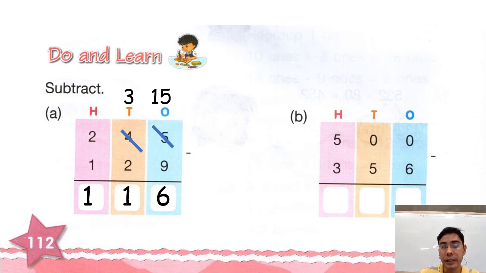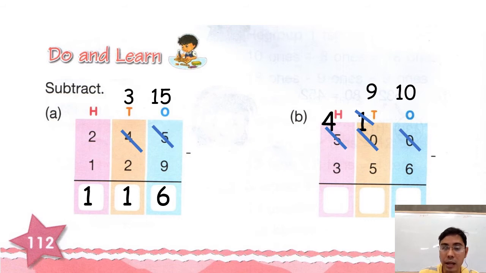So 500, or 5, will become 4. And 0 from tens place will become 10. Now 0 from the ones place can borrow from tens place. So the 10 from tens place will become 9. So 0 from ones place will become 10. And now we can subtract.